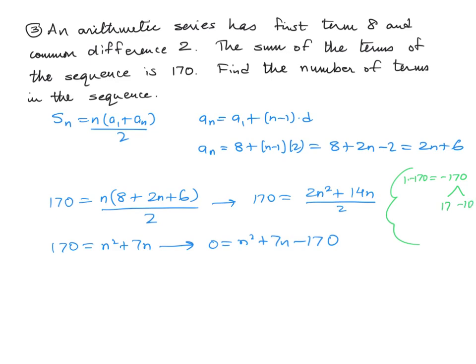And again, because this is a monic quadratic, I can go directly to the factors. So I'm saying that 0 equals n plus 17 times n minus 10, which basically means that n equals negative 17 or n equals 10. Well, remember, n represents the number of terms in the sequence. You can't have a negative number of terms in the sequence. So I'm going to cross that one out and just say, okay, really, n equals 10 is the answer. So there are 10 terms.